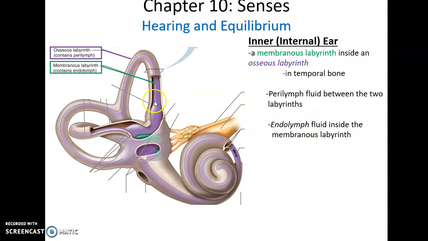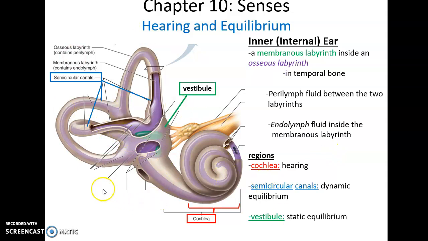Now, there is fluid between the osseous labyrinth and the membranous labyrinth that is called perilymph. Peri, around, so it's around the membrane. And then inside the membranous labyrinth is more fluid called the endolymph. So inside the membranous labyrinth is endolymph.